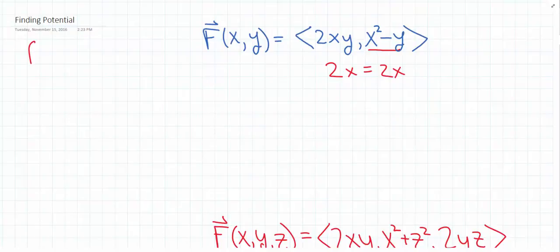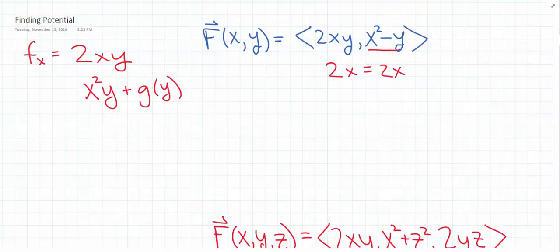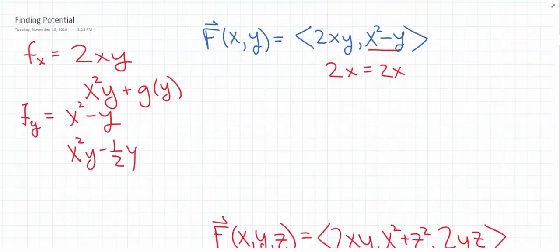So now I've got 2xy. If I integrate it with respect to x, I'm going to get x squared y plus g of y, right? Now I'm going to do the same thing with y. I get x squared minus y. Integrating with respect to y this time, I get x squared y minus 1/2 y squared plus k of x, let's say. Okay, did I do that right? x squared y minus 1/2 y squared.